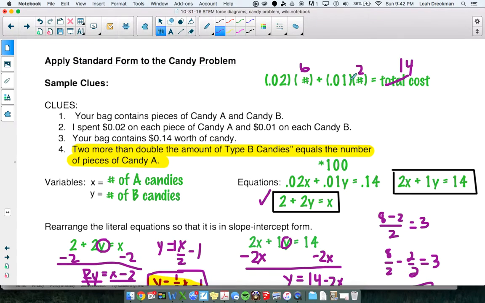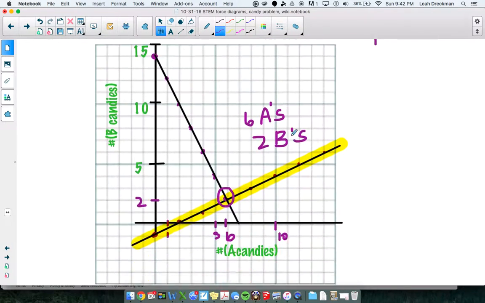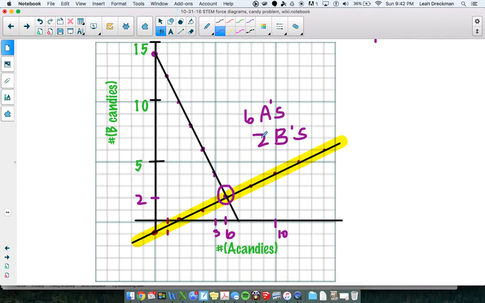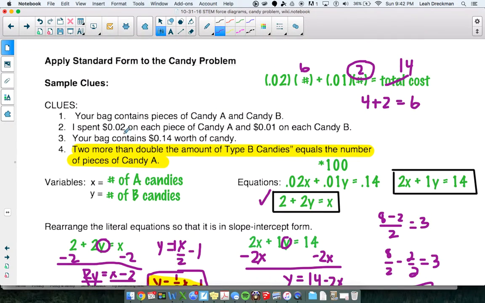Now, it says if we double the amount of type B's and add 2 to it. So if I double this, 2 times 2 is 4, and then I add 2 more onto that. I'm supposed to get the same number of candies as the A's. Well, that definitely makes sense. So down here, just to confirm, if you double this number, which is 4, and add 2, we're supposed to get the number of A candies. And we can see here that we just found our solution graphically, and then we checked it algebraically. Everything checked out, so we figured it out.